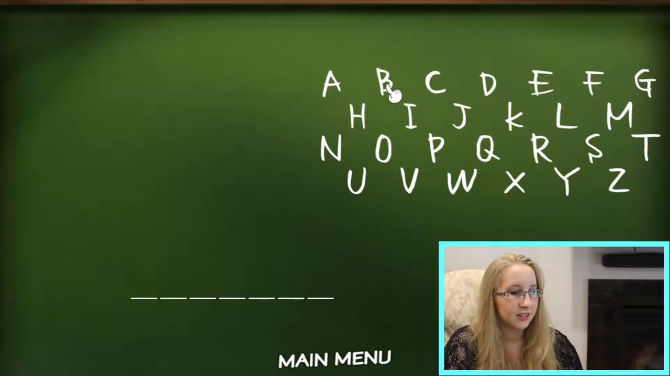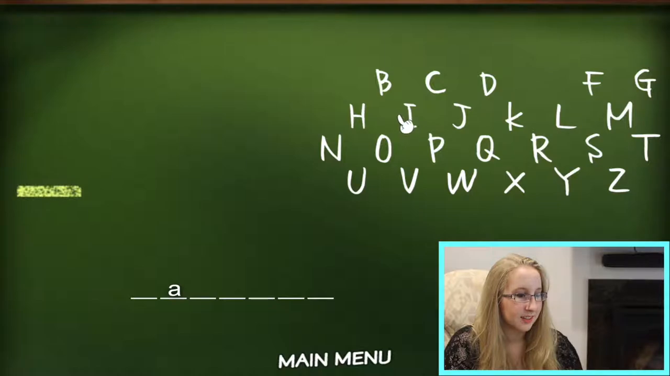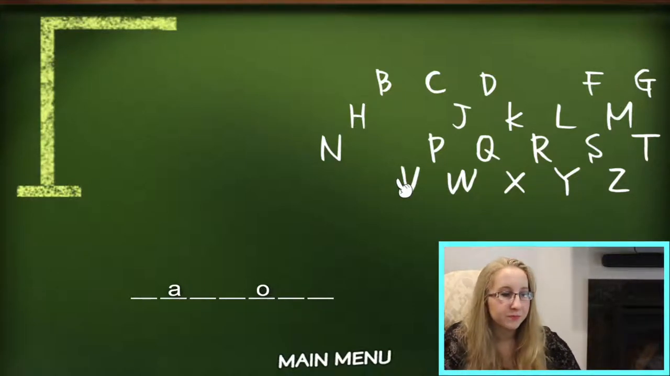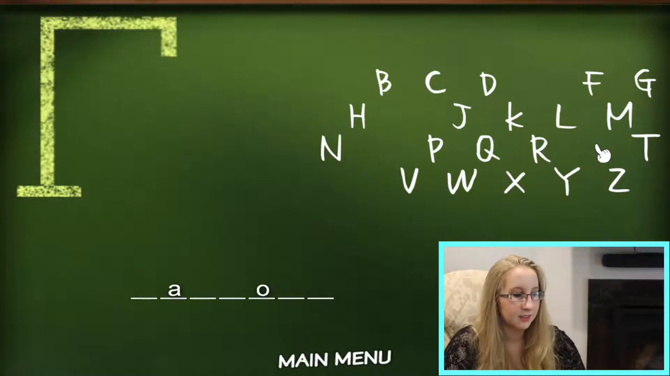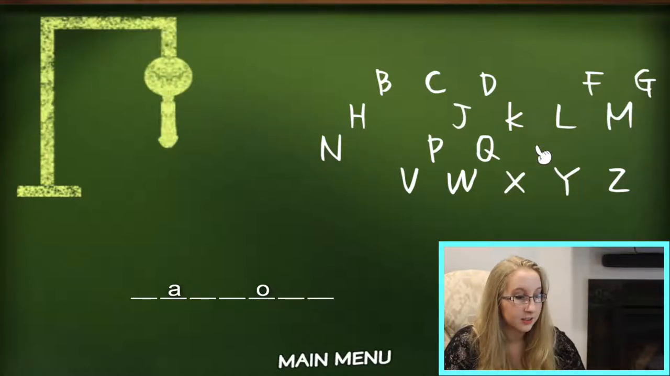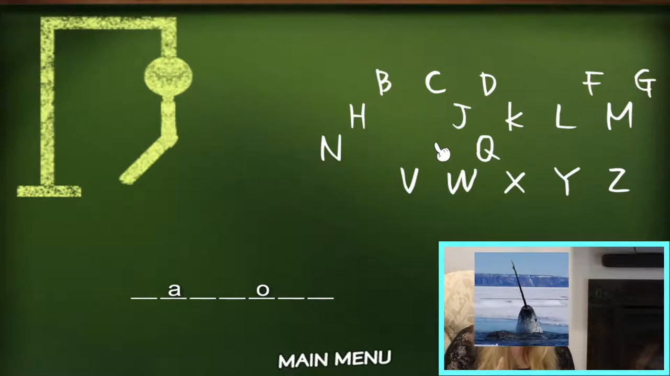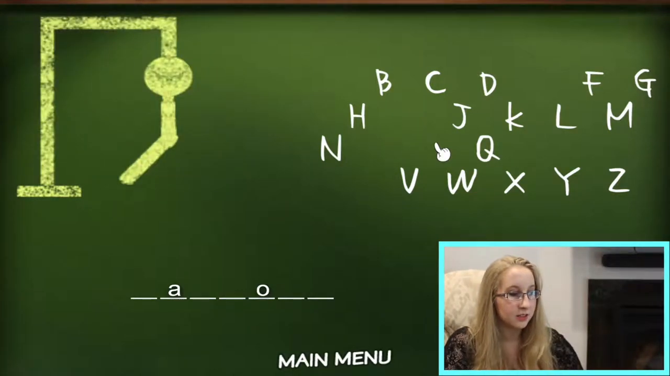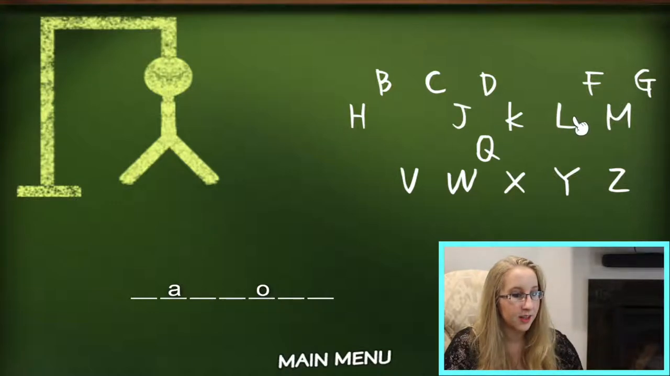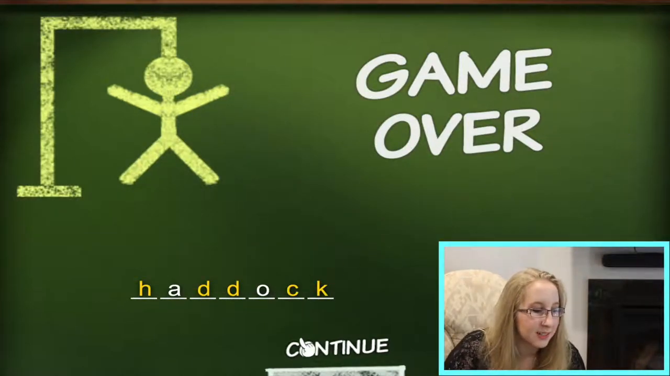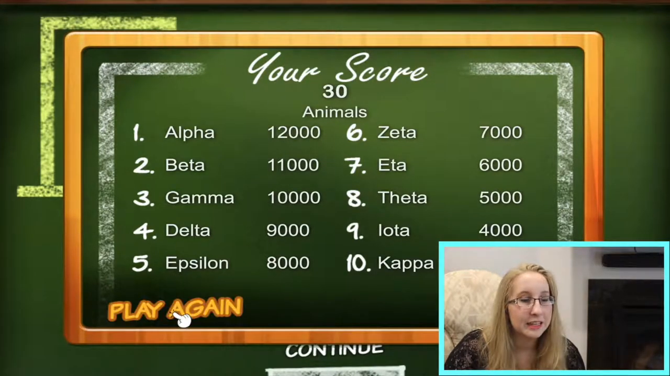Okay, so A, E, I, O, U. Okay, let's go with S, T, oh my god, R. Let's think logically about this. Parrot? Well, no, there's no R. Narwhal. Narwhals living in the ocean. It could be a part of an animal, but I don't know what part. N. L. M. Haddock! What the heck is that? Oh my gosh, I'm so bad at this. Let's see if I can get at least one of these.